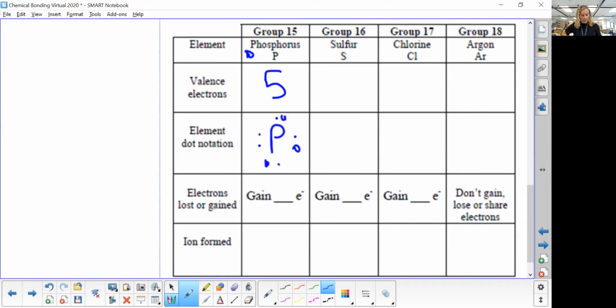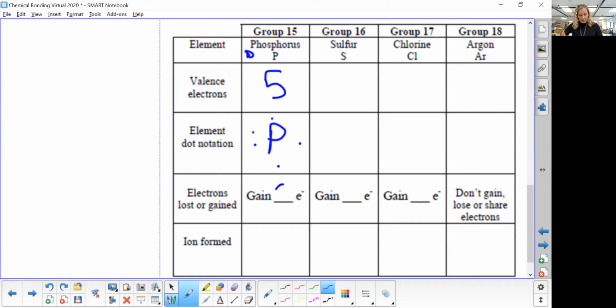I'm going to undo that just so it's not left with those dots here. Maybe. And one more. Okay. Oh, okay. I thought I was going to lose more than I thought. So, okay, phosphorus 1, 2, 3, 4, 5.